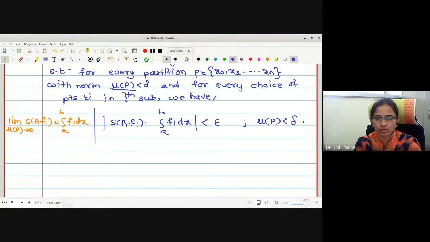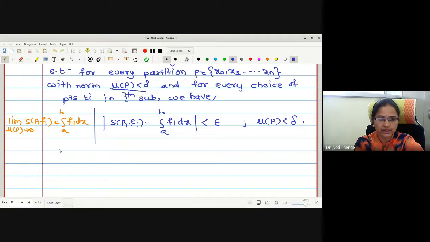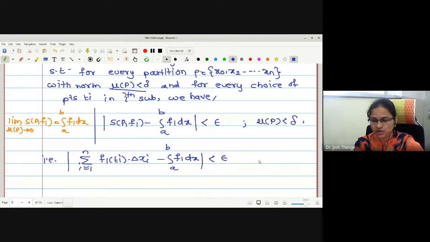Already we have written, no? Partition we have selected with norm P less than delta. That is, what is the sum actually? Summation i equals to 1 to n f1(ti) into delta xi, minus integration a to b f1 dx, strictly less than epsilon by 2? Let me call it as statement number 1.